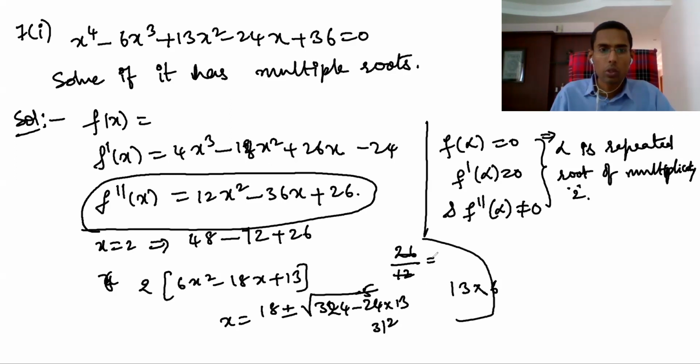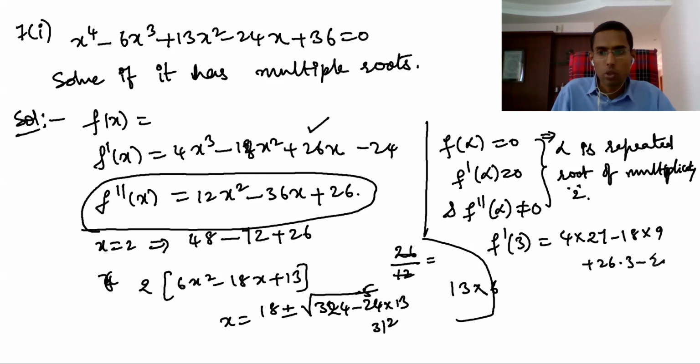So now what we are going to do is take f dash of x. If you substitute 1, you will not get it. If you substitute 2, also not possible, and negative numbers are impossible because everything will be negative, so you have to substitute a positive number. f dash of 3, if you substitute, what you are going to get is 4 into 27 minus 18 into 9 plus 26 into 3 minus 24.